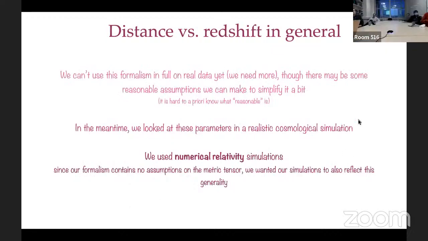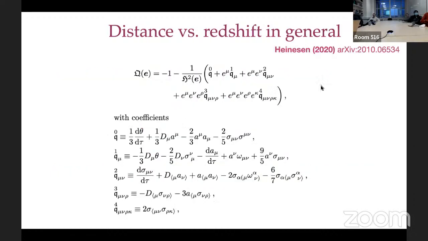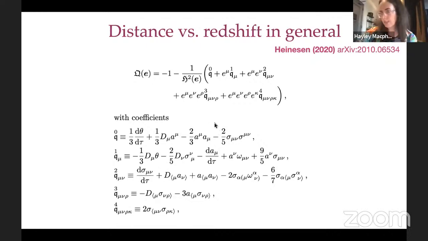Haley, and yes? Are the A's in those equations the acceleration of the fluid or the observer? So they're the acceleration of the observer congruence. So I think Asta has assumed that the observer and the emitter are in the same congruence description. So it would be typical to take that as the fluid, but I don't think it's enforced to be the fluid. I think you're very far away. I can see you nodding.